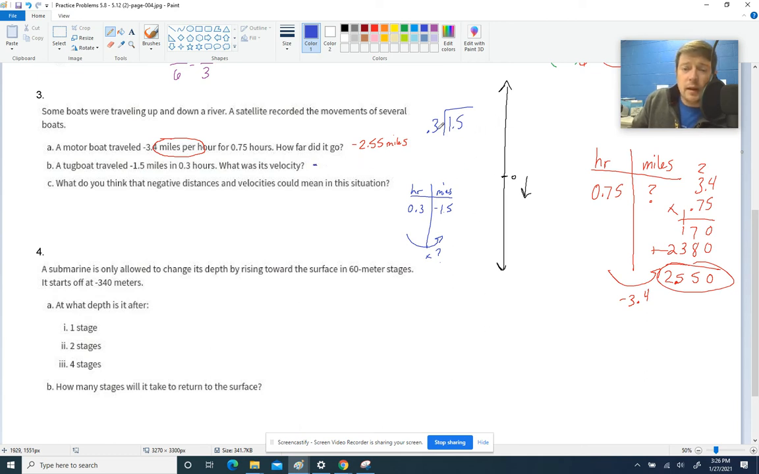And when you divide, we're going to move our decimal over and think of this as 3 into 15 and have our decimal point there. So that's just 5. And of course, it's negative, so negative 5 miles per hour.